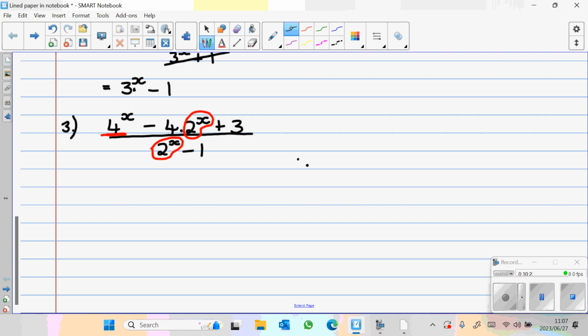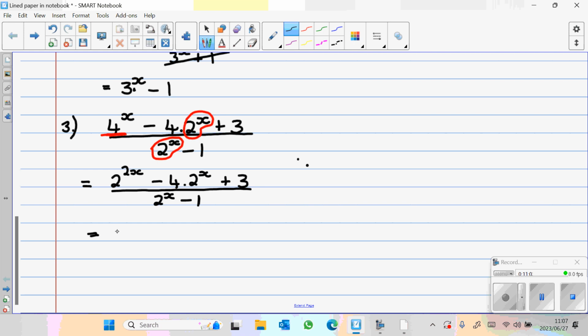So the first thing I'm going to do is I'm going to change that 4 to the power x into 2 to the power 2x minus 4 times 2 to the power of x plus 3 over 2 to the power x minus 1. Now, this means this is a trinomial. And remember, all of them usually 99.9999% of the time will be able to cancel out.